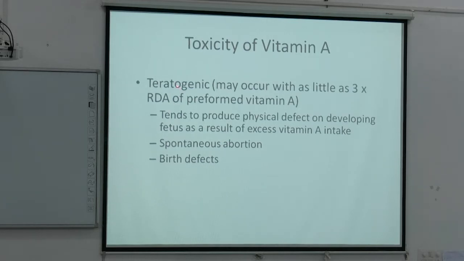Teratogenic, a physical defect, may occur with as little as 3 times the RDA. It means a defect in the developing fetus as a result of excess vitamin A intake, spontaneous abortion, birth defects. You know, if a pregnant lady is given an excess amount of vitamin A, she suffers from this. Toxic effect. Here it is a toxic effect.